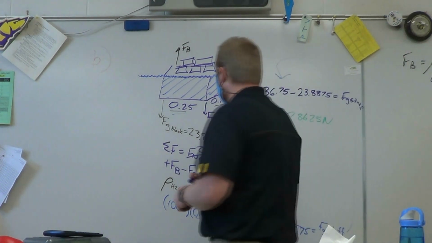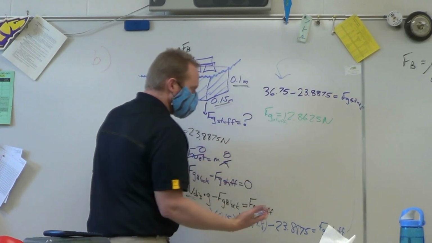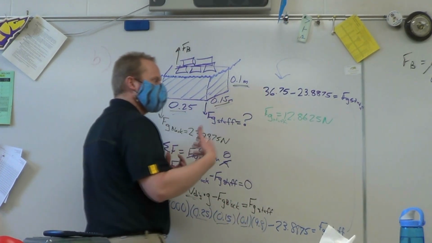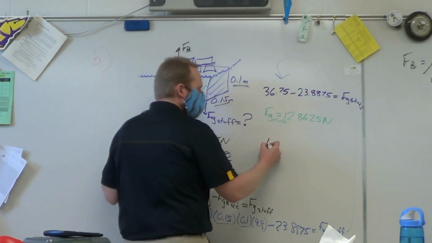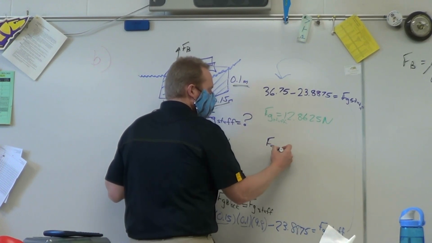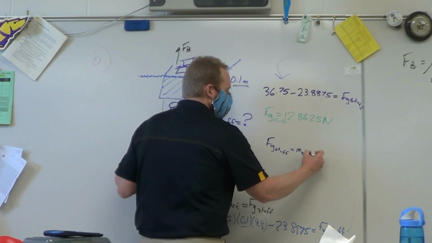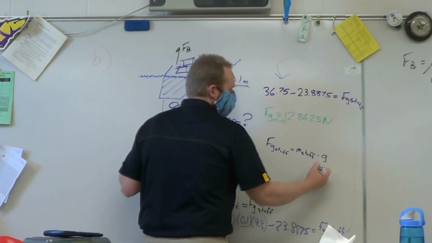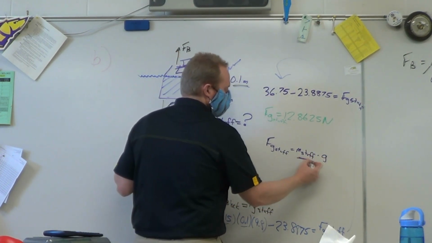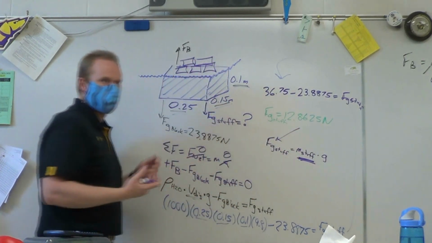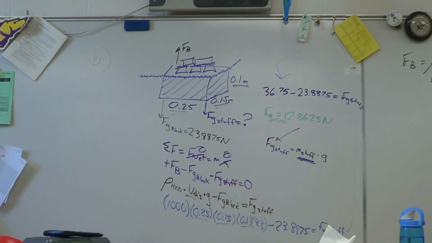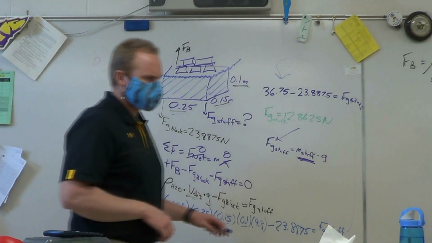If it was more clear, and it said what is the mass of the stuff or how many kilograms can we put on it, then just remember that our FG of our stuff is equal to the mass of the stuff times G, and we could solve for this if we plug that in. We could. I'm not going to do it, but it's a doable calculation. Just divide by 9.8, and that'd give you the mass of the stuff that this block can hold.